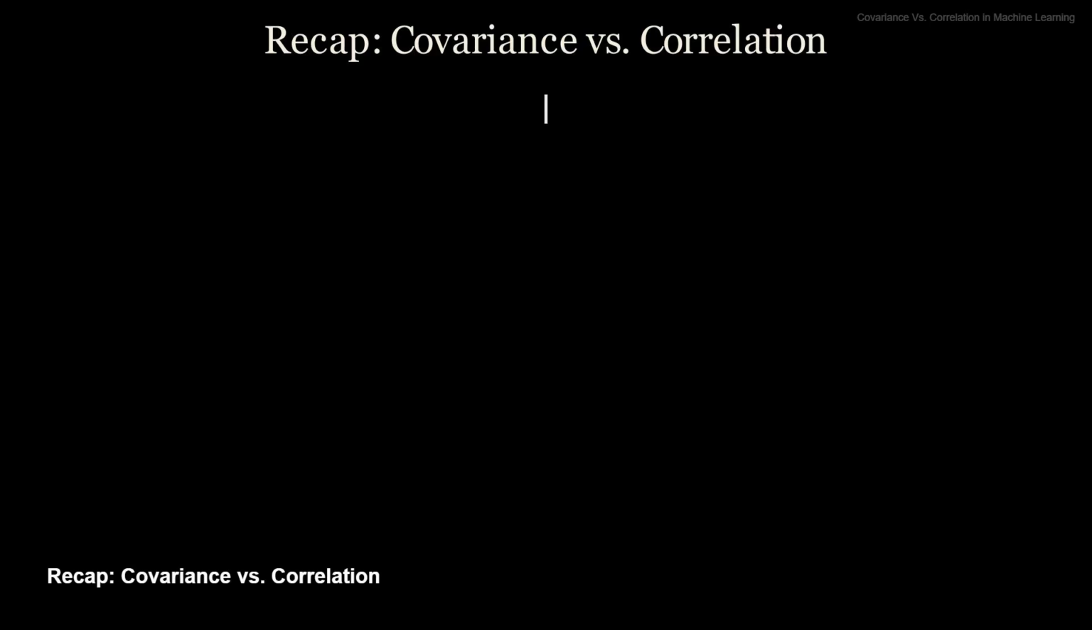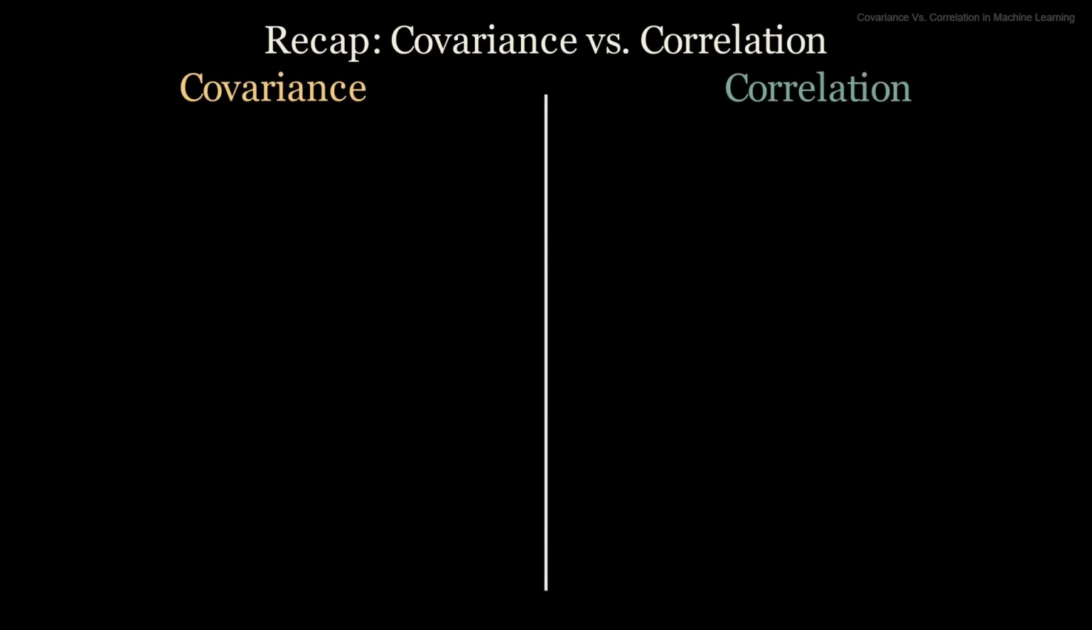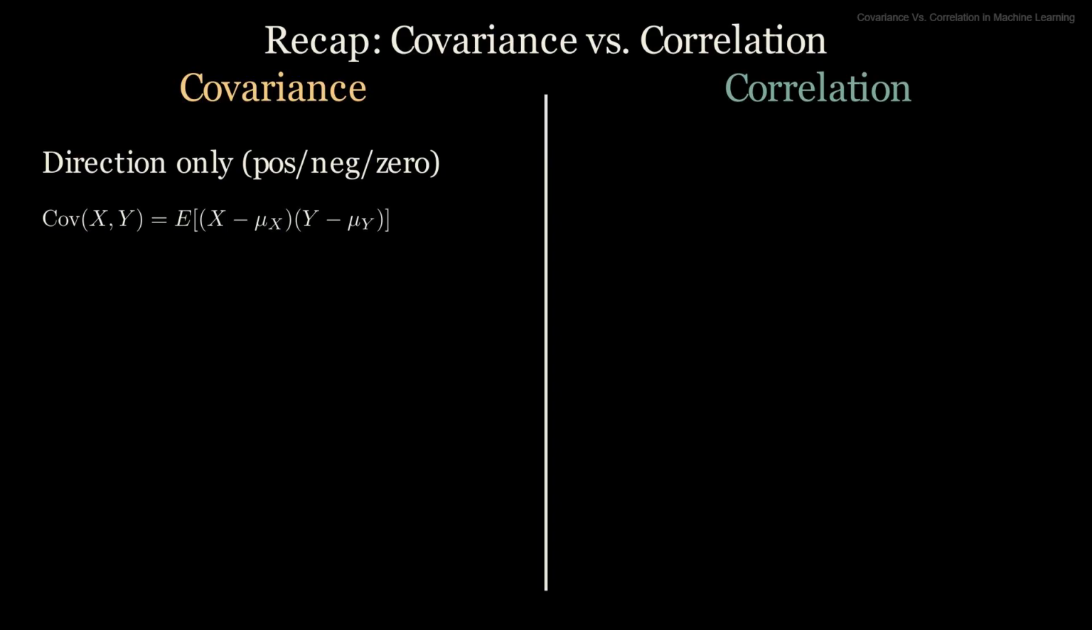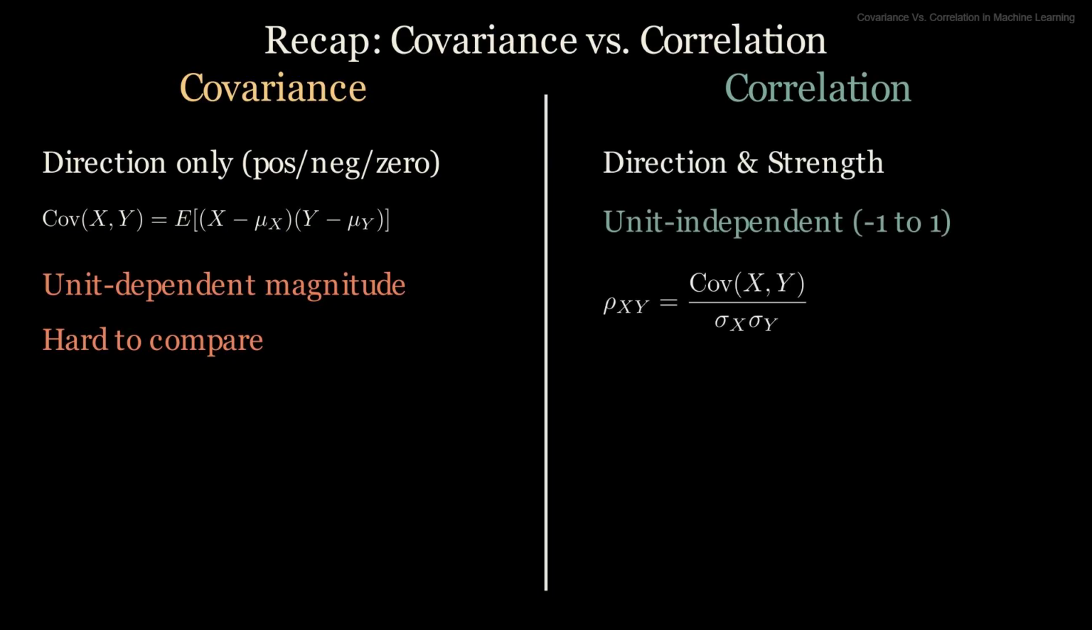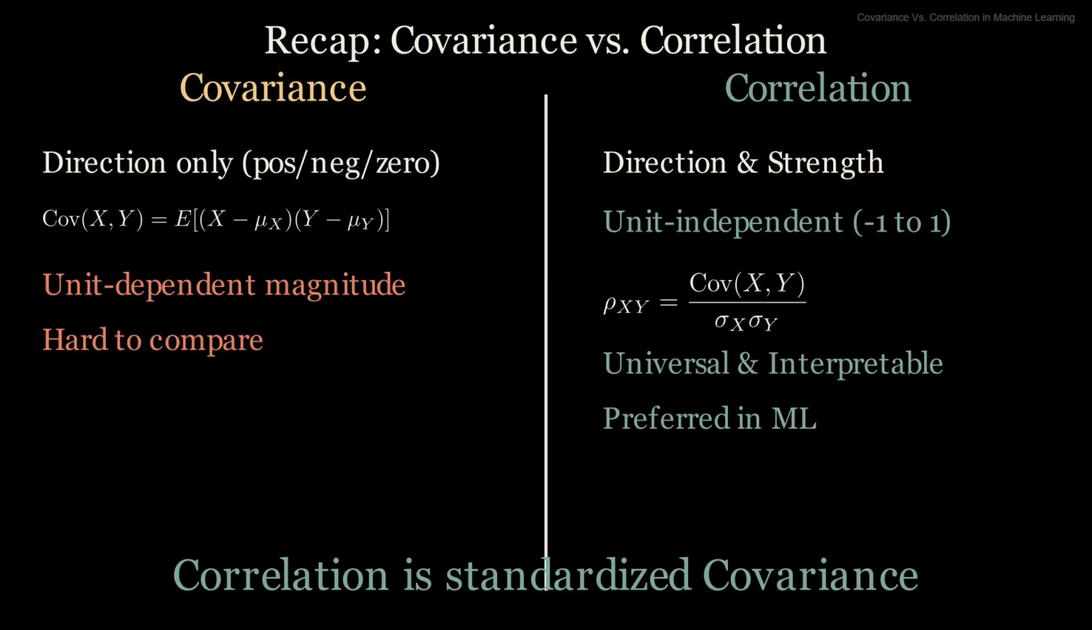So, to recap, covariance tells us the direction of a linear relationship. A positive value means variables move together, negative means they move inversely, and 0 means no linear relationship. However, its magnitude is scale-dependent, making it hard to compare. Correlation, specifically Pearson's r, resolves this by standardizing covariance. It gives us both direction and strength, ranging from -1 to +1, making it a universal and interpretable measure. In machine learning, correlation is generally preferred for its clarity and comparability, especially when exploring relationships or selecting features.